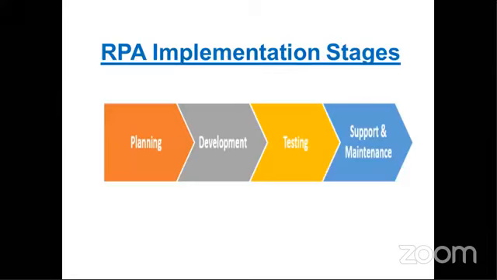Now RPA implementation stages. As we all know, there are four stages in every development, and in the same way we have four stages in RPA development. They are planning, development, testing, and support and maintenance. In the planning phase, we have an AS-IS demo with the client. The client has to tell how he does the task on a day-to-day basis. Suppose there is some task he wants us to automate so that we can reduce cost or save time.